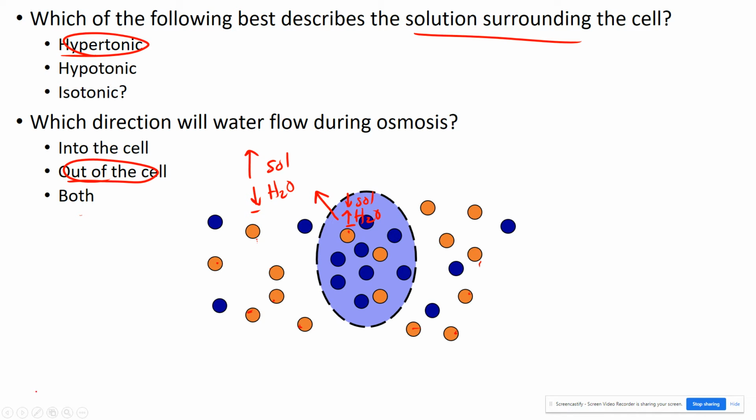Okay. So I want you to understand these situations. Probably draw a couple of these situations where you can draw dots and show which way the water is going to move, into or out of the cell.